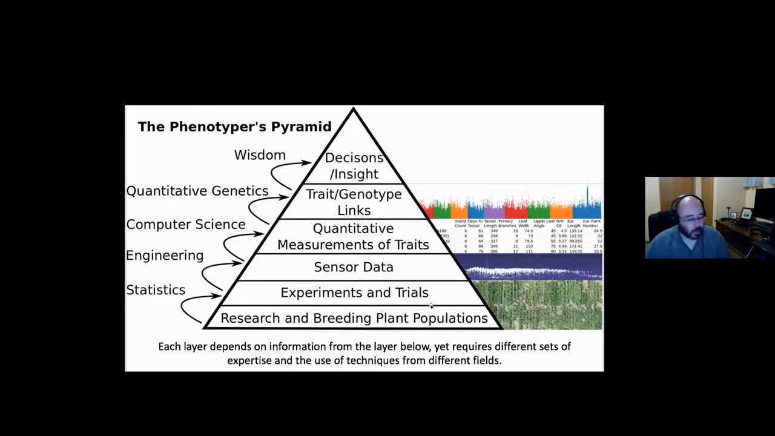So the framework I'll be using through the balance of my talk, I'm going to talk through a couple of stories on different layers of this, is what I call the Phenotyper's pyramid. And the reason I think it's useful to think of this as a pyramid is that each layer of this process depends on information from the layer below, but each layer requires a different set of expertise and techniques, which requires these collaborations across different fields.